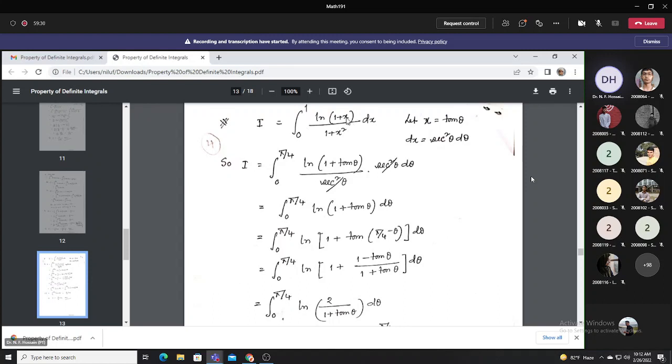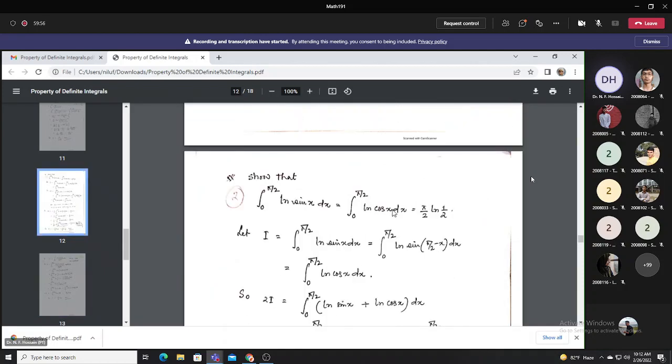Let us use a substitution here. Suppose that x equal to tan theta. So dx will be equal to sec squared theta d theta. So here it becomes 0 to pi by 4 ln of 1 plus tan theta divided by 1 plus tan squared theta, meaning sec squared theta, times this sec squared theta d theta. So this sec squared cancels out and you are getting 0 to pi by 4 ln of 1 plus tan theta d theta. We have evaluated this integral before.